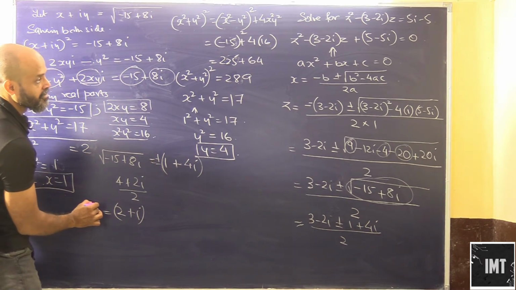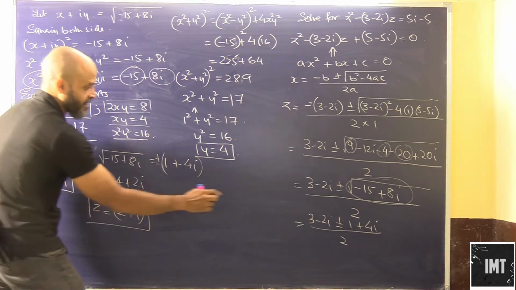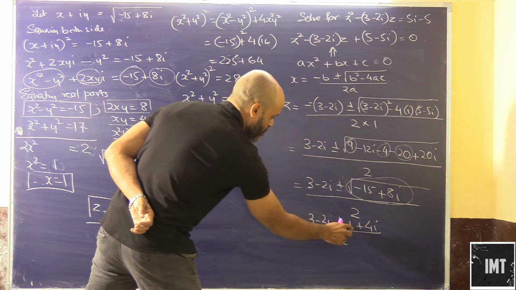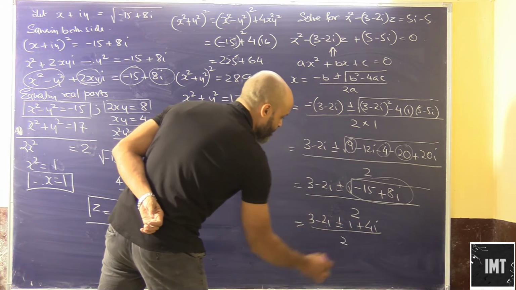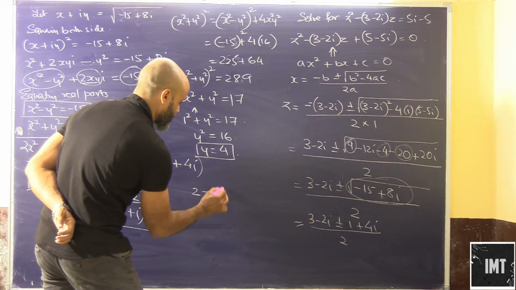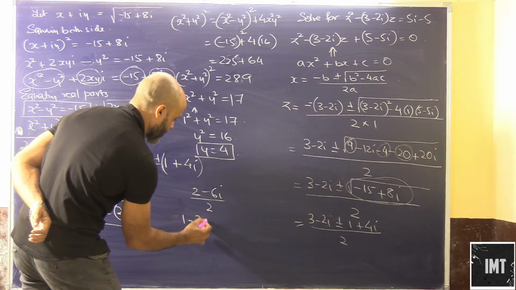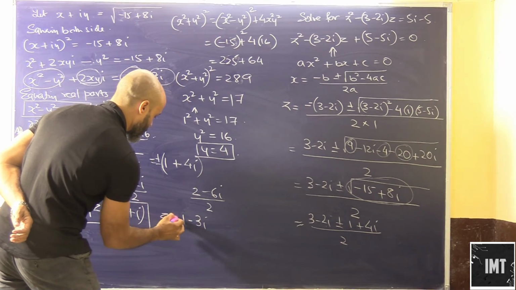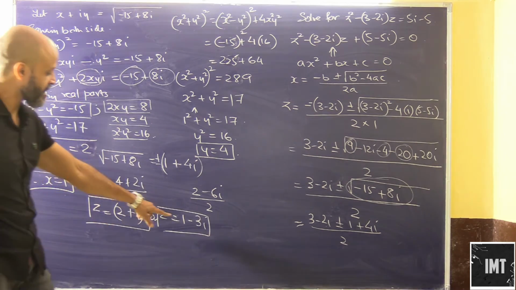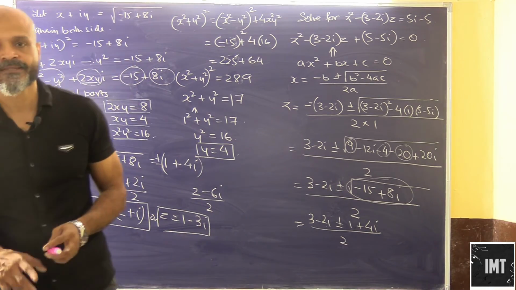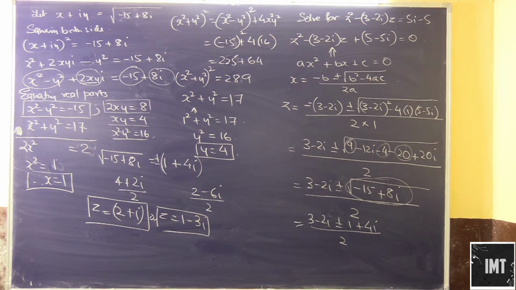So Z, one answer would be this, and what would be the other answer? We will get it by subtracting. So 3 minus 1, that will be 2, and minus 2 minus 4i, that will be minus 6i by 2. So this will be 1 minus 3i. So Z is equal to this, or Z is equal to this. Z is equal to 2 plus i, or Z is equal to 1 minus 3i. Alright, you can take a snapshot of the same.